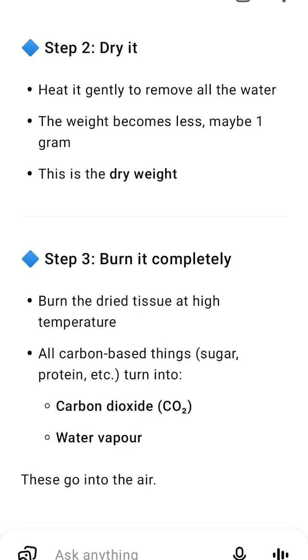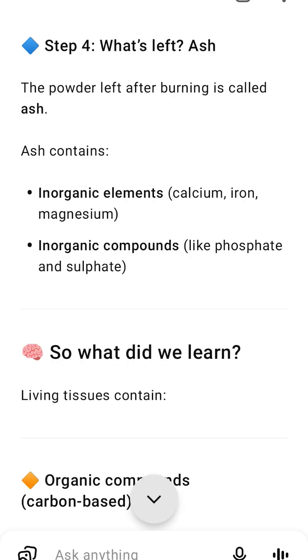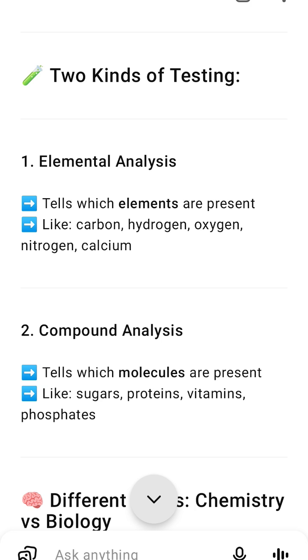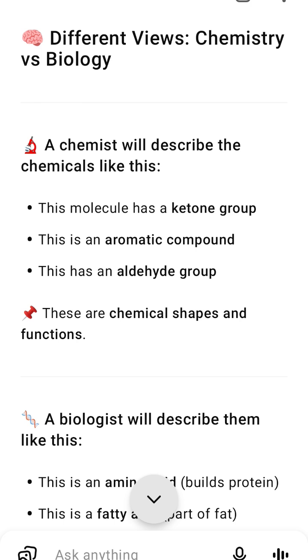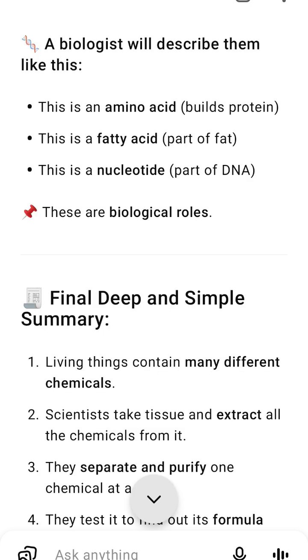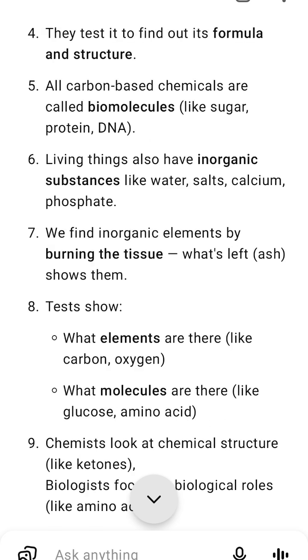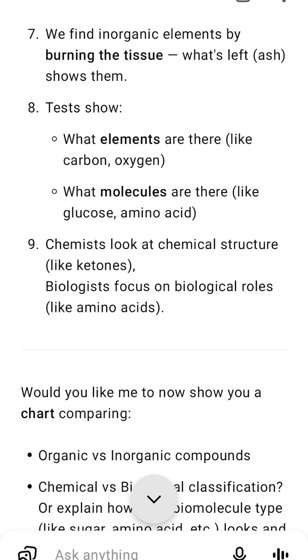5. But living things also have inorganic elements. How do we know that? We perform a different kind of experiment. 6. To study inorganic compounds, we burn the tissue. First, we weigh the tissue when it's fresh. This is called wet weight. Then we dry it to remove water. What's left is dry weight. Next, we burn the tissue completely. This removes all carbon-based parts. They become gases like CO2 and water vapor. The leftover ash contains inorganic elements and salts, like calcium, magnesium, sodium, phosphate, sulfate. So, from the ash, we learn what non-living substances are also part of living things.